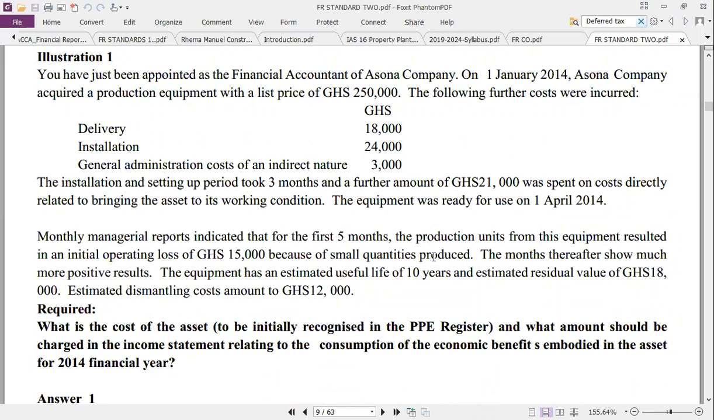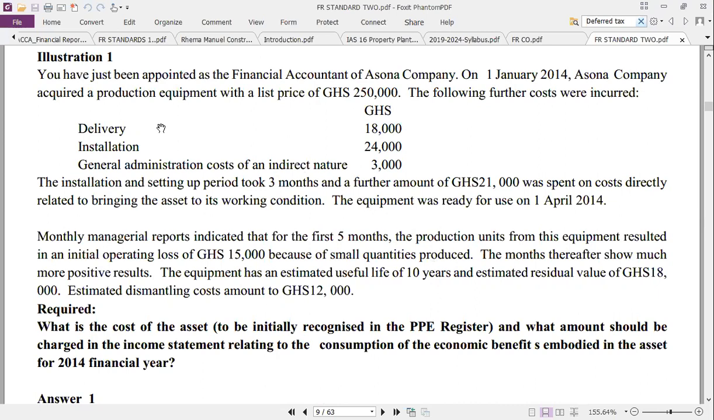The remaining part of the question is the subsequent measurement, and we've not done that, so I won't worry about that. So what is the cost of the asset initially to be recognized? The initial measurement is also called the initial recognition. So the question is illustration question one.